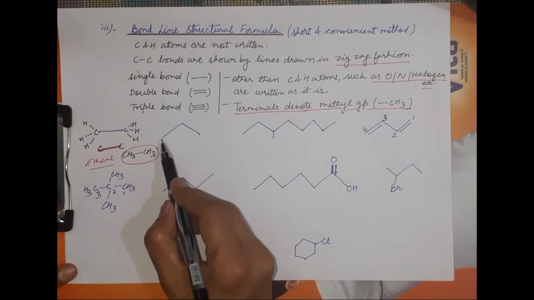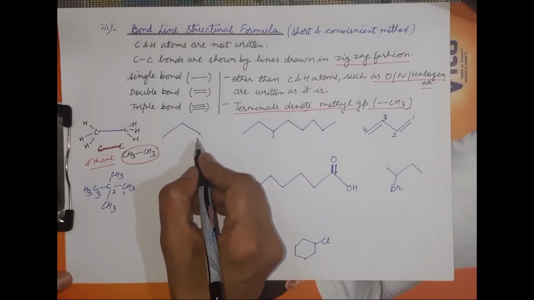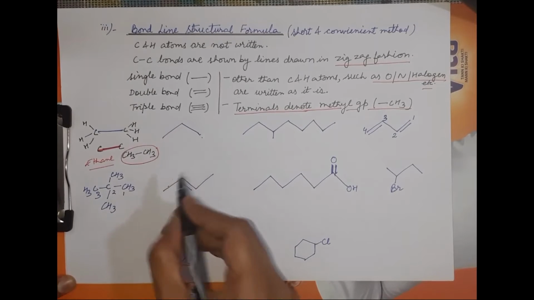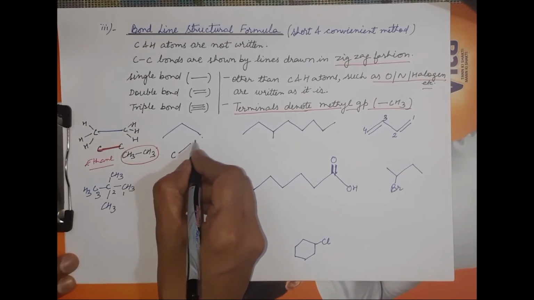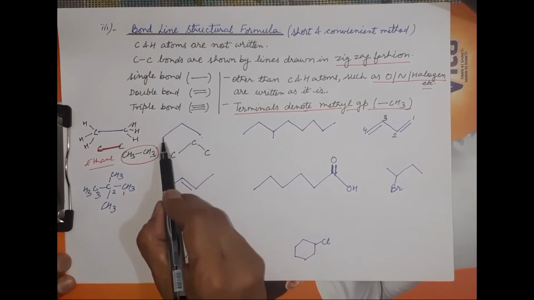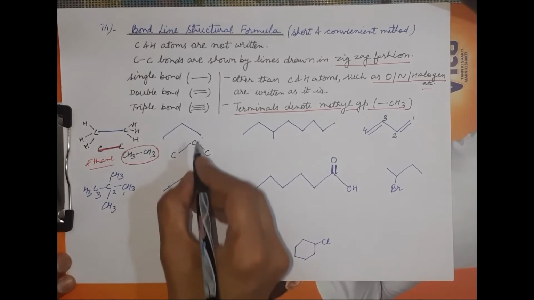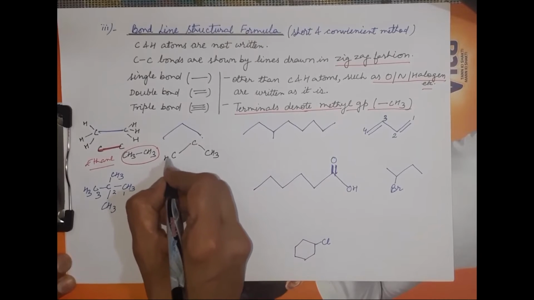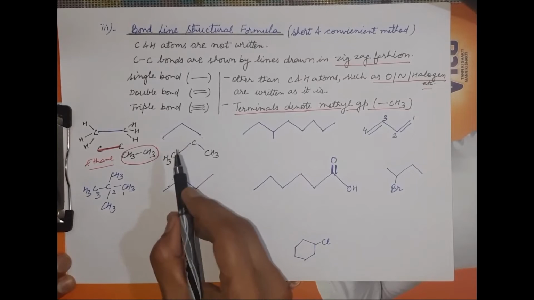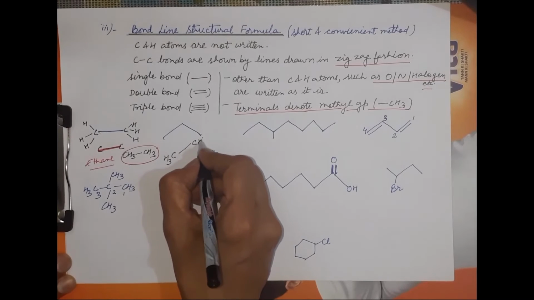Then, moving on to the next bond line structure. It means that three carbon atoms are present: 1, 2, 3. So let us write these three carbon atoms. Here this and this are the terminals, so this will be CH3 and this will also be CH3. Both are methyl groups. And for this middle carbon, because of the single bonds, it will have CH2.